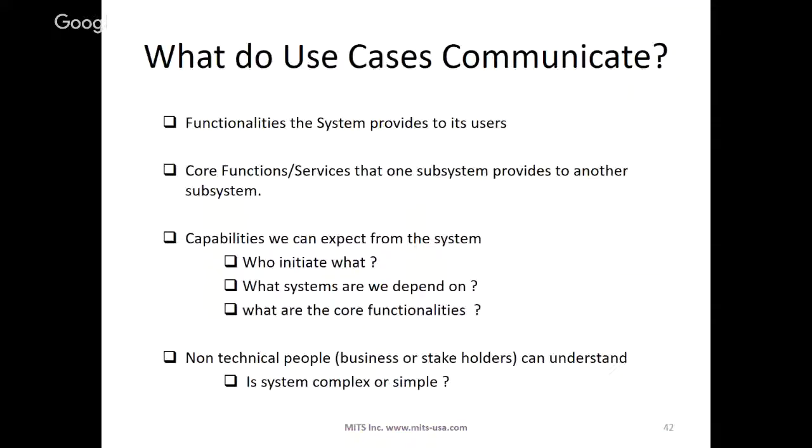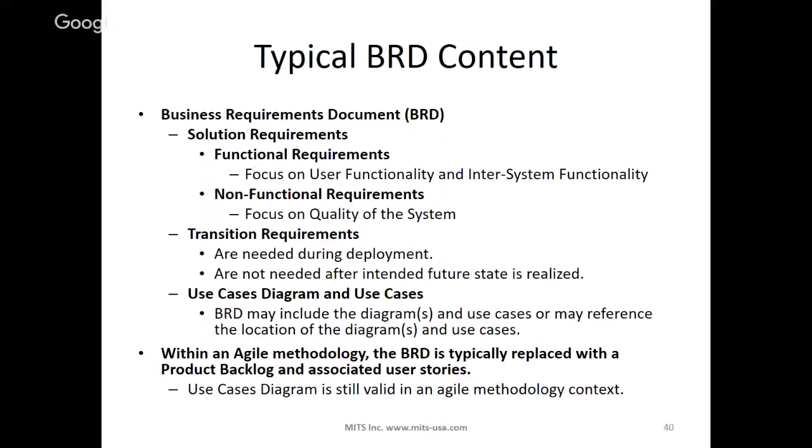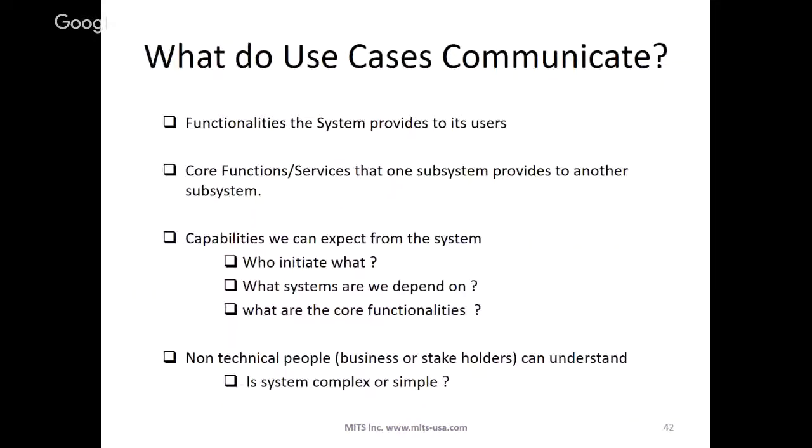All right, so thinking about use cases. So what do use cases communicate? It's functionality the system provides to users. It's core functions or services that one subsystem may provide to another subsystem. So this is its intersystem execution. Intersystem functionality is this second bullet of core functions and services that one subsystem provides to another subsystem.